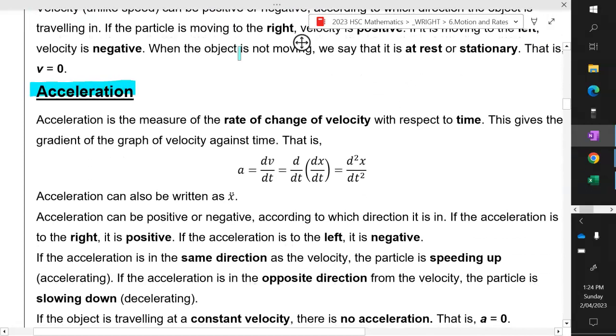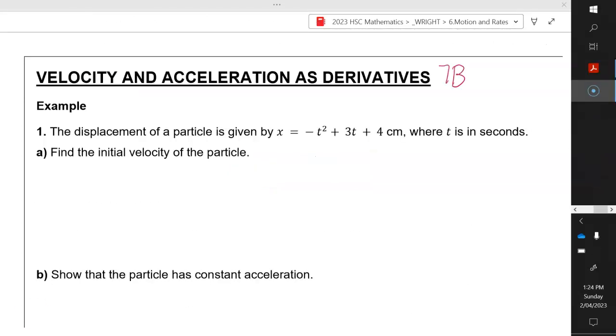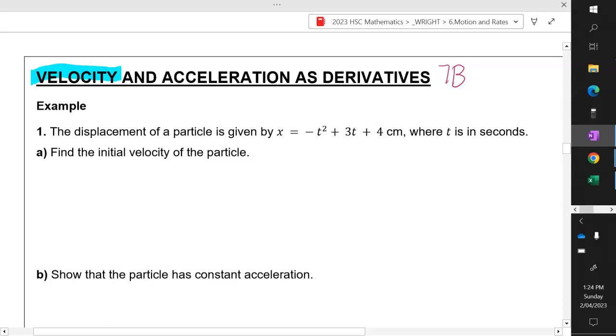Acceleration we looked at as well, and acceleration was a, and it was the first derivative with respect to time of velocity, or the second derivative with respect to time of displacement, and we can write that in terms of x with a double dot over the top. These are the rules that we'll be using while we're looking at velocity and acceleration as derivatives. We'll be relating them back to either displacement or velocity. If it's acceleration and velocity, we'll relate back to straightforward displacement. So let's have a look at this first question.